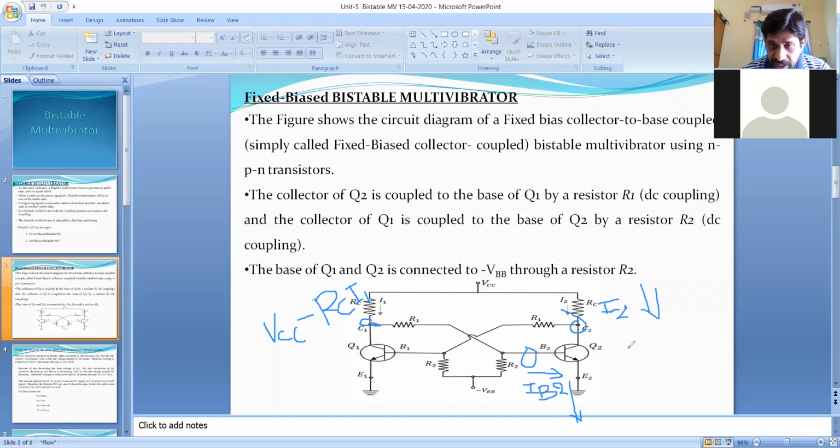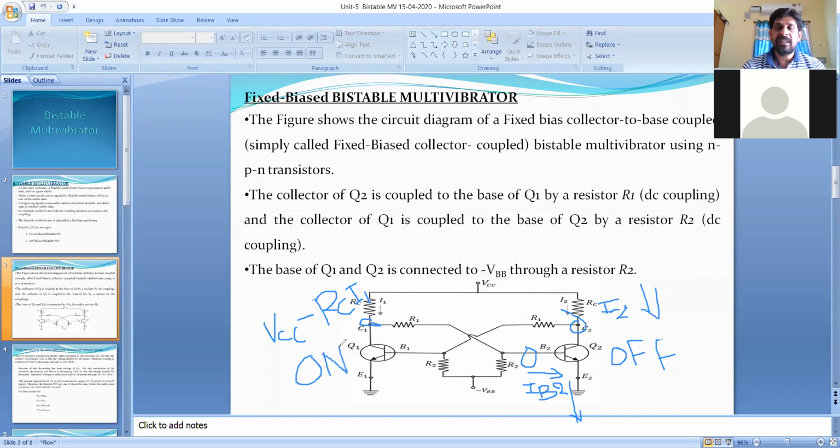Q1 is in the on state because it is heavily conducting. Q2 is off. Why? Because the collector current I1 goes on increasing, the drop goes on increasing, and therefore the voltage at the collector of Q1 goes on decreasing, which drives Q2 into the off state. So Q1 is on and Q2 is off.